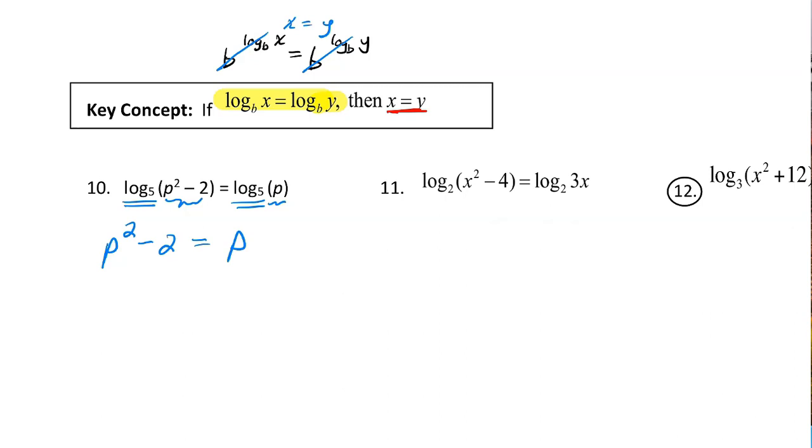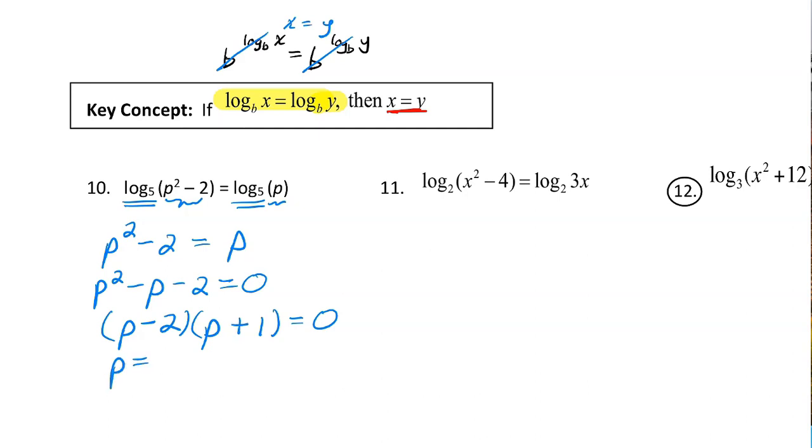And then you just have to figure out how to solve that. So if you'd like to pause the video and see if you know how to solve that, go for it. Best idea, I think, would be subtracting p from both sides, and then you can factor. p times p is p squared, 2 times 1 is 2, and you need it to be a negative p on the inside. So we get p equals 2 or p equals negative 1.